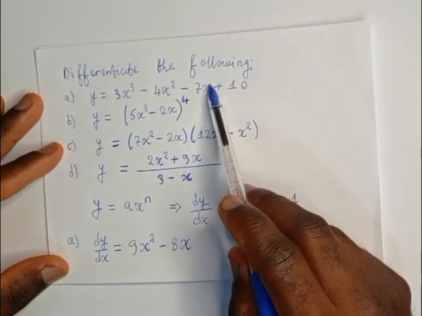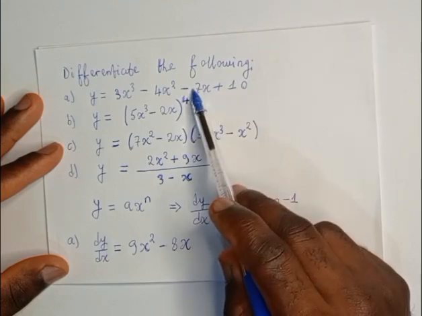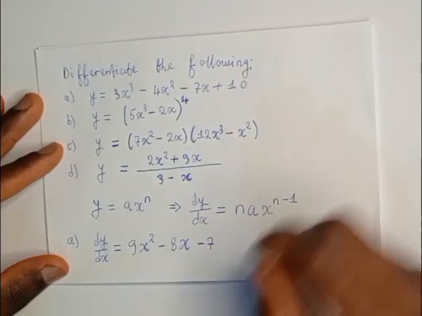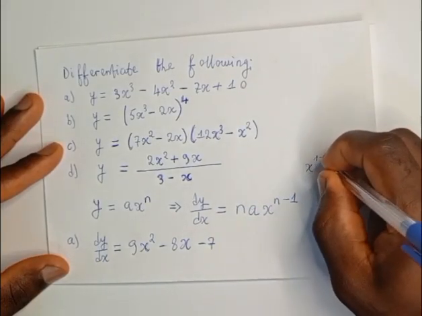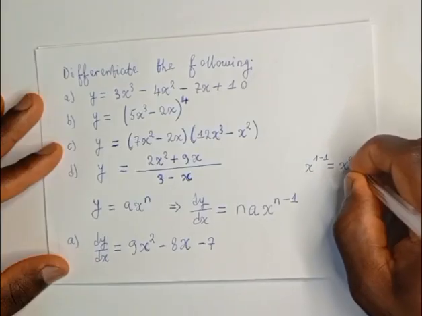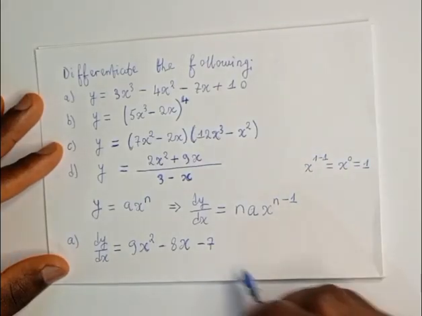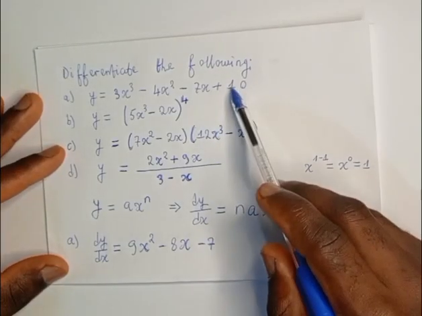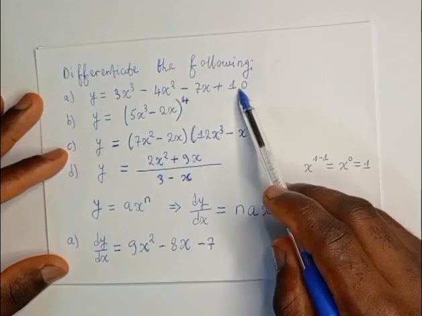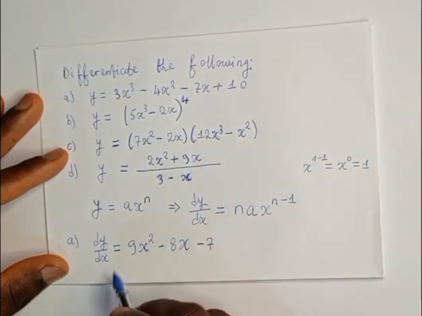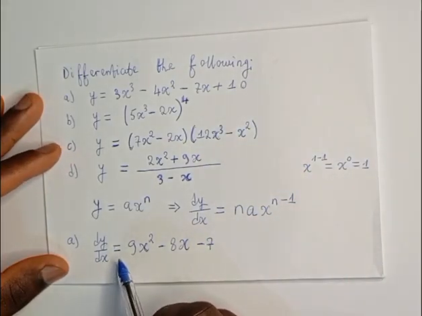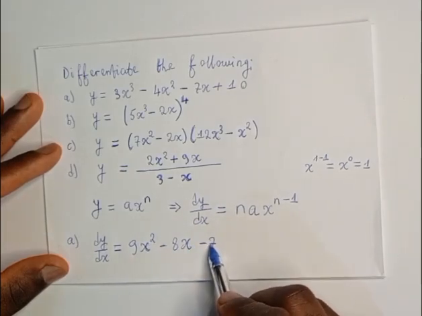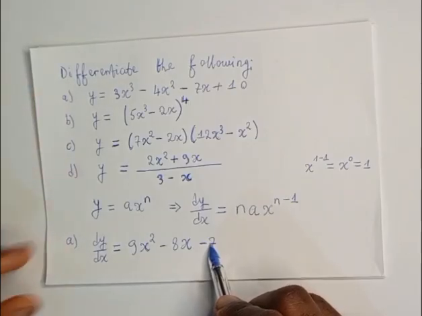Differentiating negative 7x, the power of x is 1. 1 times negative 7 remains negative 7, times x raised to the power 1 minus 1, which is simply x raised to the power 0, and x raised to the power 0 is 1. Negative 7 times 1 remains negative 7, plus the derivative of the constant 10 is 0. The derivative of the function will simply be 9x squared minus 8x minus 7. Let's go now to B.